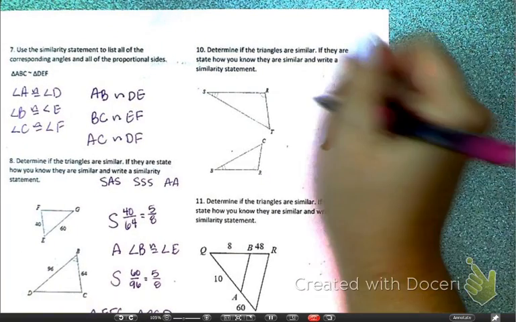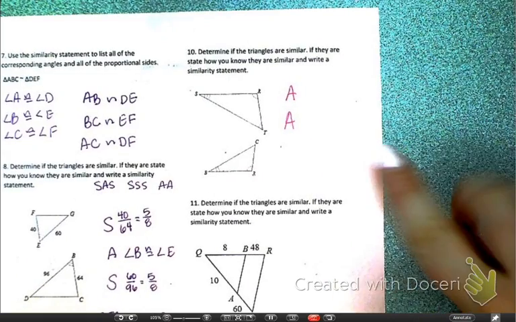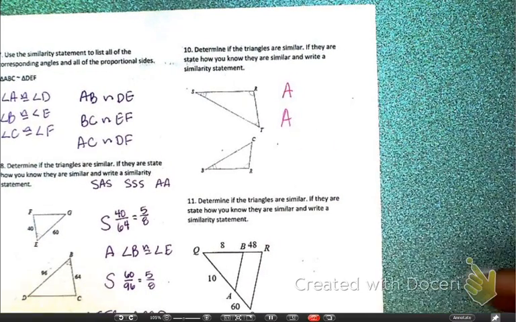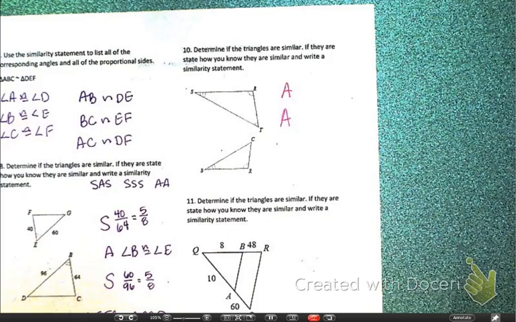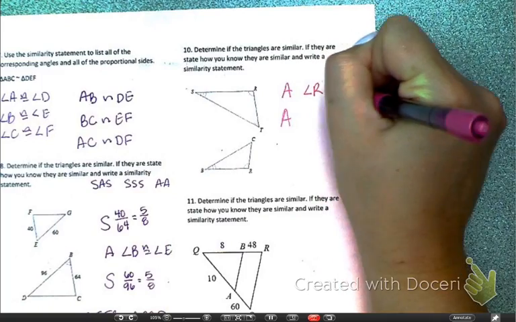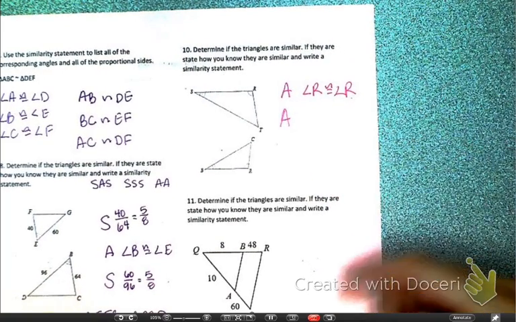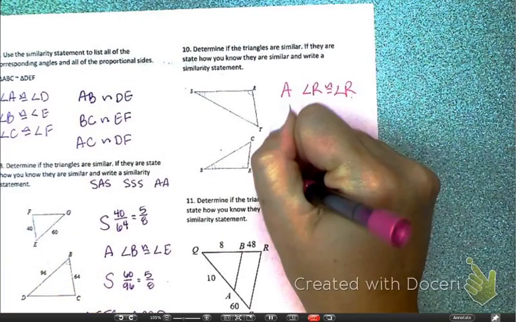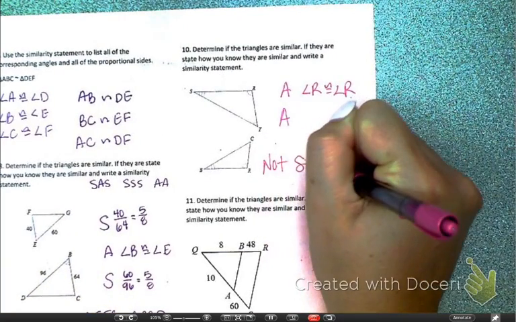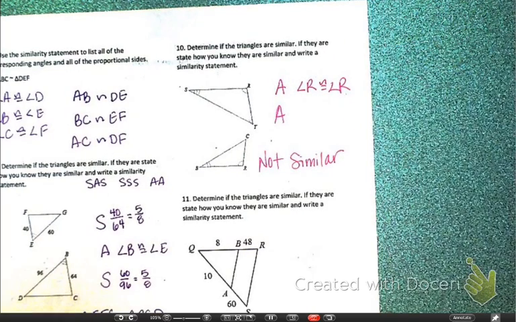Angle, angle. It's the only one because there is no information about the sides. You need to write angle, angle. And you need to fill in everything you can possibly fill in. Are there any angles that are congruent? R and R. Are there any other angles that are congruent? No. So you stop and you write not similar. But you have to have this information to get full credit.